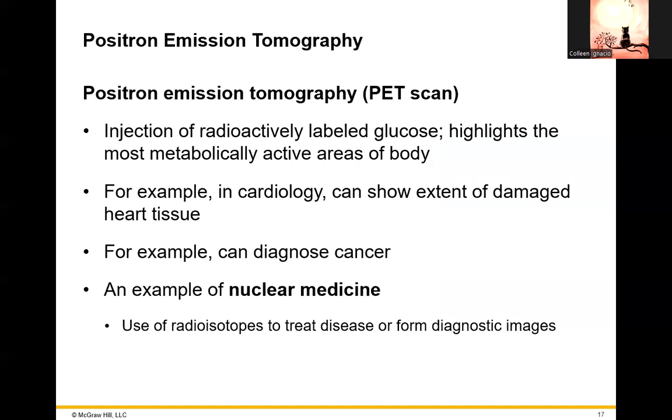So this is going to be an injection of a radioactively labeled glucose, and it highlights the most metabolically active areas of the body. And so if the patient gets a PET scan, it can be used to diagnose cancer. It can also be used to diagnose or look at the extent of damage in the heart tissue. And this is an example of nuclear medicine.